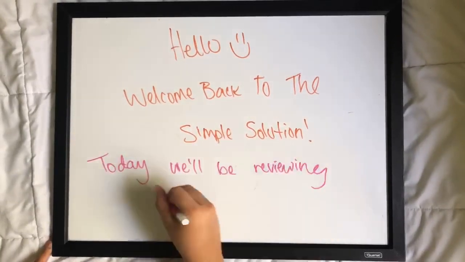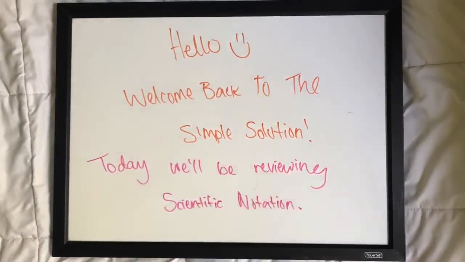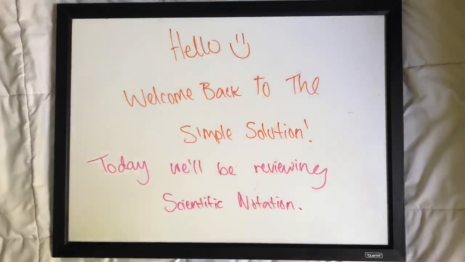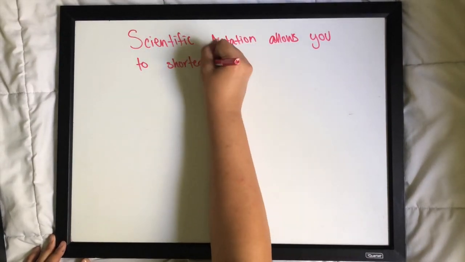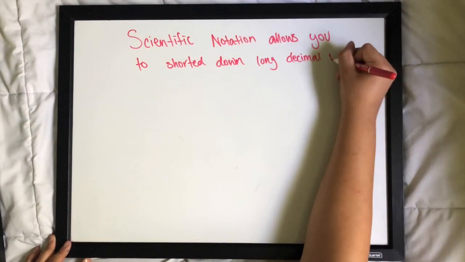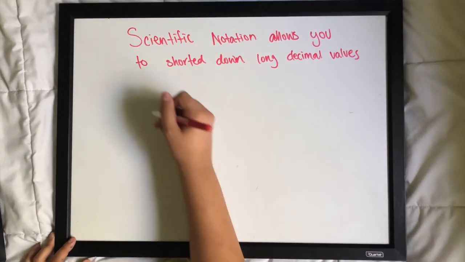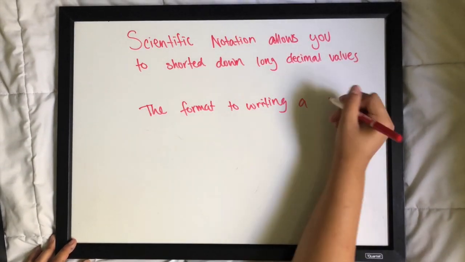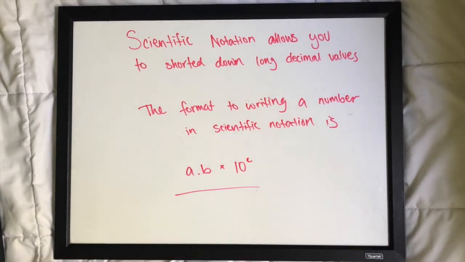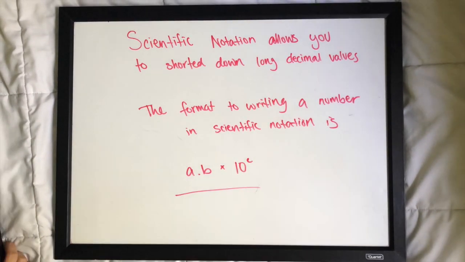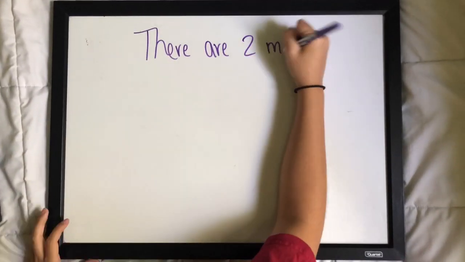Today, we'll be reviewing scientific notation. Scientific notation allows you to shorten down long decimal values. The format for writing a number in scientific notation is a.b times 10 to the power of c. There are two main rules.